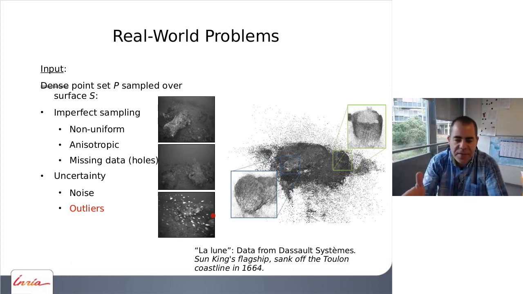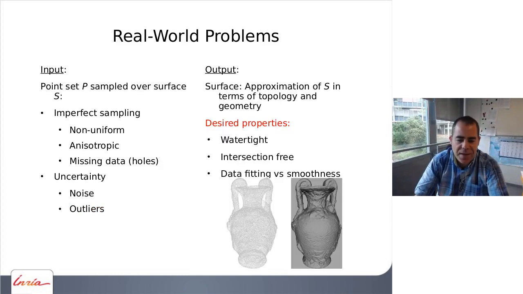Outliers, for example: this is a fish from the Sun King's flagship, which sank off the Toulon coastline in 1664. During acquisition, there were fishes and a lot of mud. So at the end, by photogrammetry, you get a not so dense point set with a lot of outliers. That also calls for robustness. The desired properties for the surface are typically watertight and intersection free. You also want a good trade-off between fitting the data and smoothness.